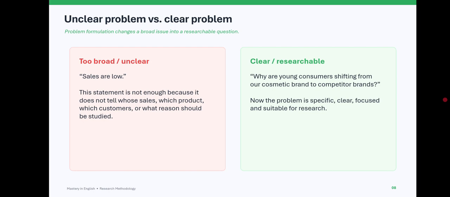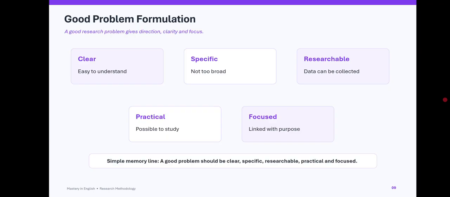Next, we have the characteristics of good problem formulation. A good research problem should be clear, specific, researchable, practical, and focused. Next, we have the importance of problem formulation. Problem formulation is very important because it gives direction to research, and it also saves time and effort. It also helps in proper data collection, improves the research quality, and increases accuracy of results.